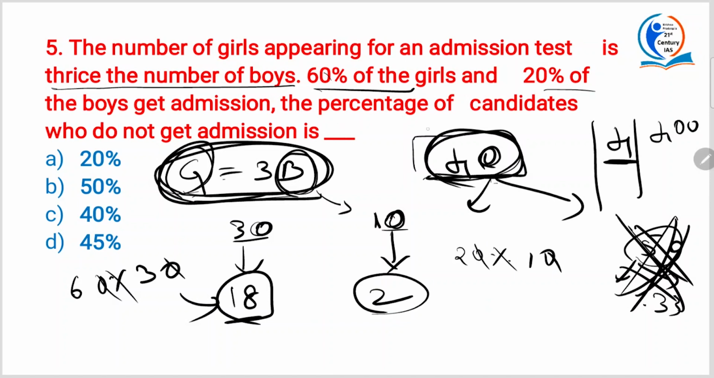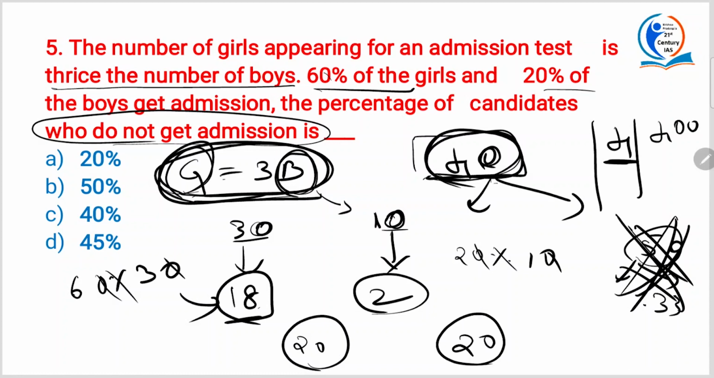Okay, the percentage of candidates who do not get admission. See, 18 plus 2 is how much? 20. 20 fellows got admission, which means 40 minus 20, another 20 fellows didn't get the admission. Now he is asking the percentage. See, 20 is half of 40, no? Which means 50%. 50% fellows didn't get admission. 50% fellows got admission. You are understanding what I am trying to say?